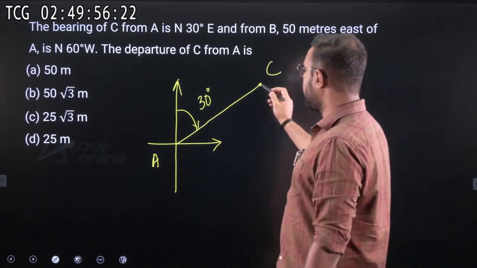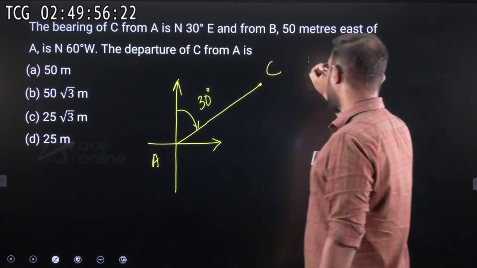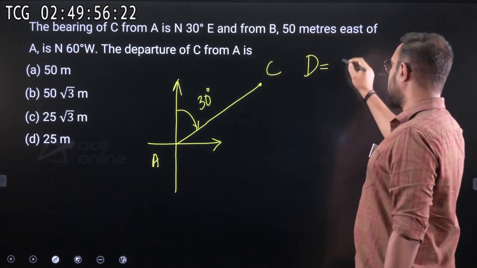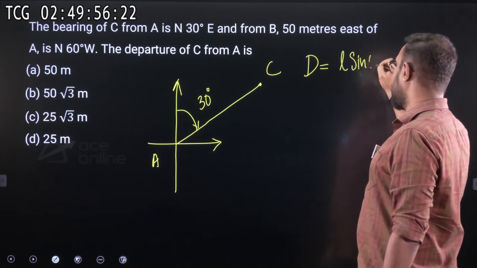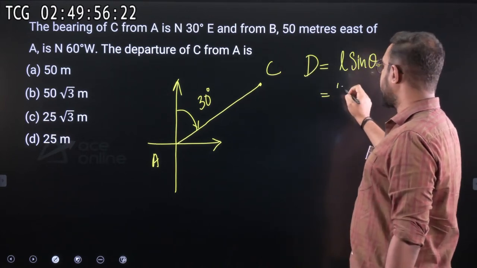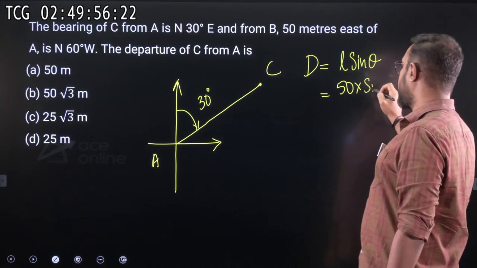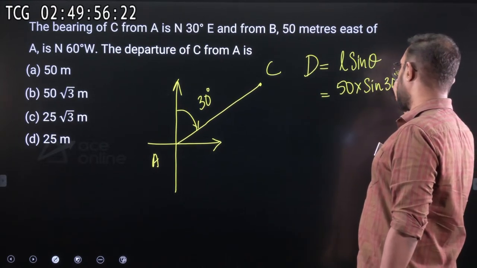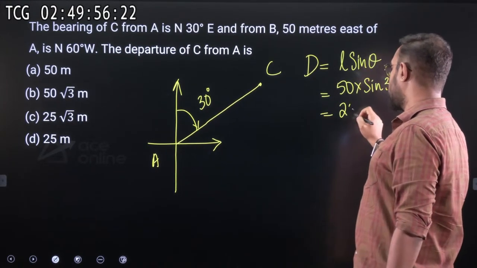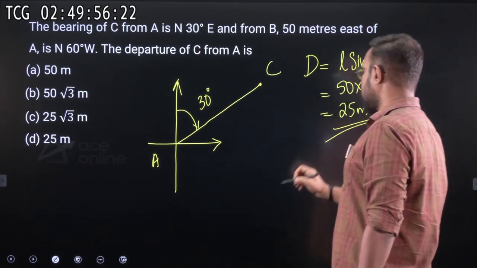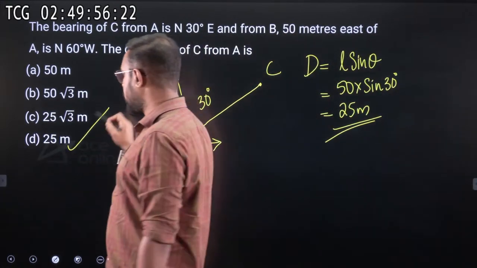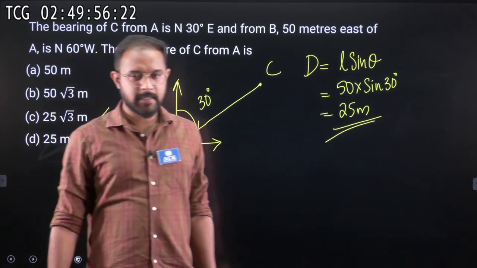The departure of C from A. So they are asking you for departure. What is departure? Departure is equal to L sin theta. What is the length given to me? Length is given as 50. 50 sin 30 degree. What is the answer? You get it as 25 meters. Correct now? Yes. The answer here should be what? Option D. That's it, okay?